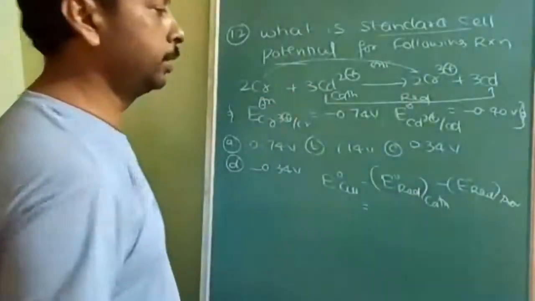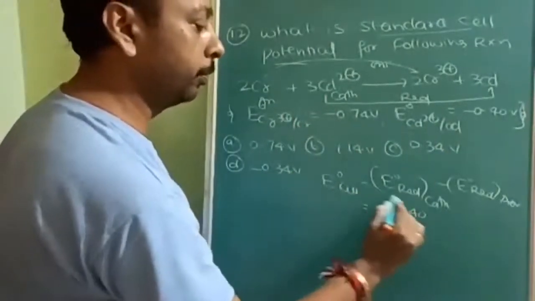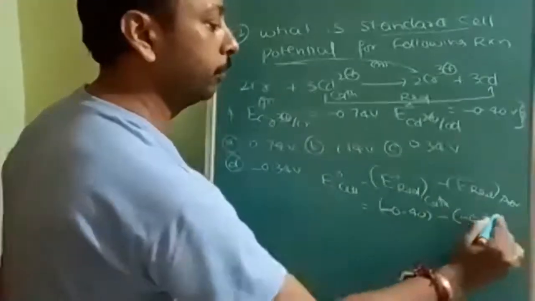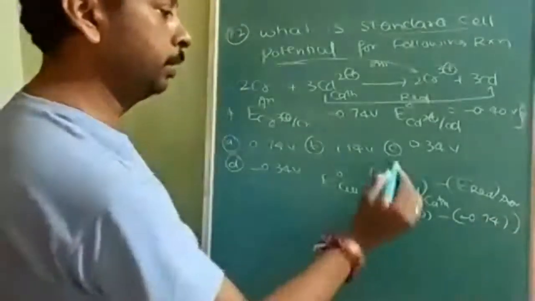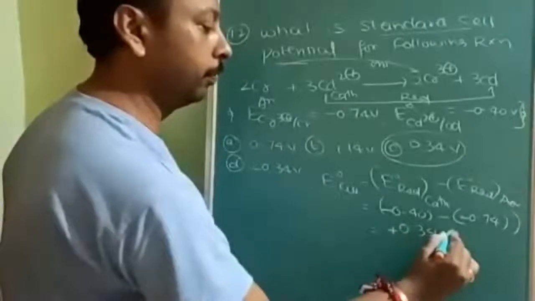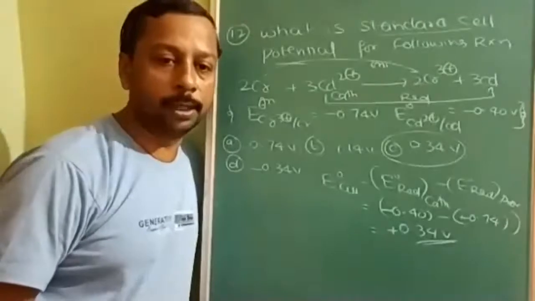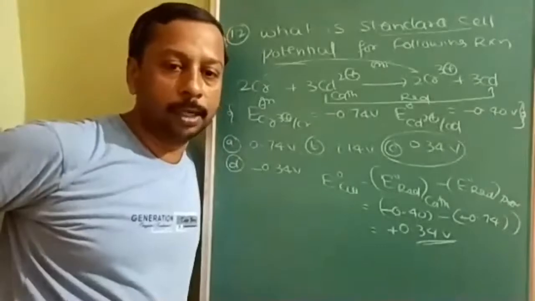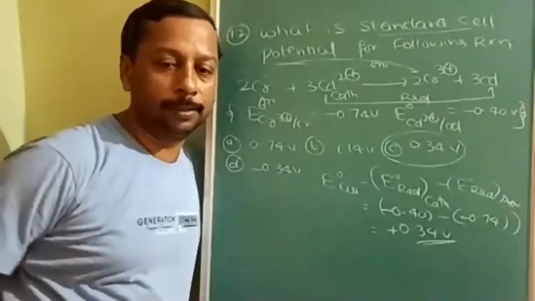So cathode minus anode. The cathode value, that is cadmium, is how much? 0.40, minus of minus 0.74, so this will be plus. So the answer we will get is plus 0.34 volt. From the reaction, you have to identify which is undergoing reduction and which is undergoing oxidation. The element undergoing reduction will act as the cathode, and the one undergoing oxidation will act as the anode. Substitute in the formula, get the answer.